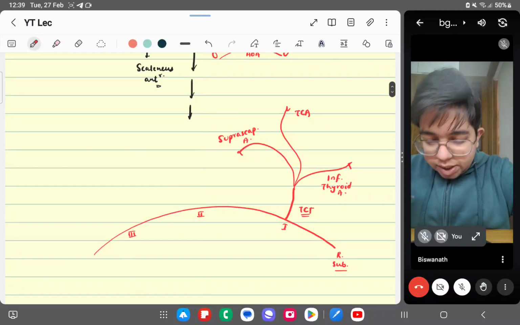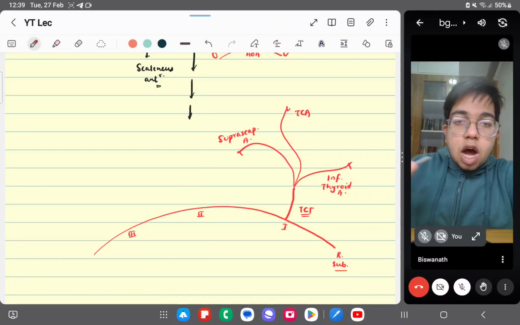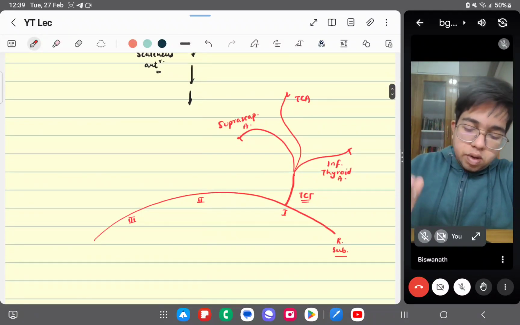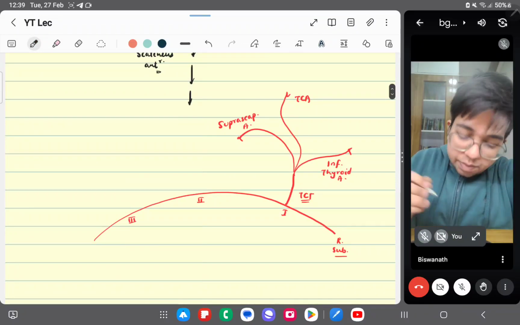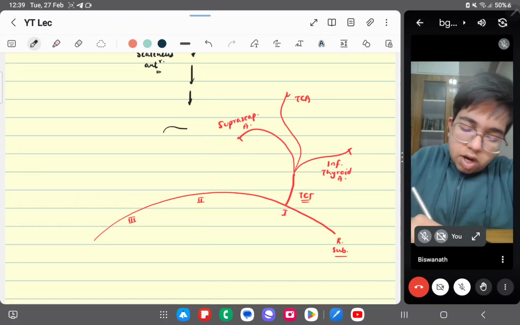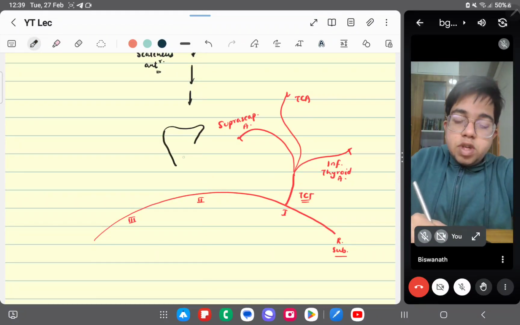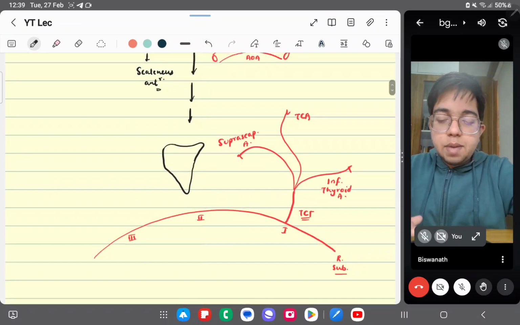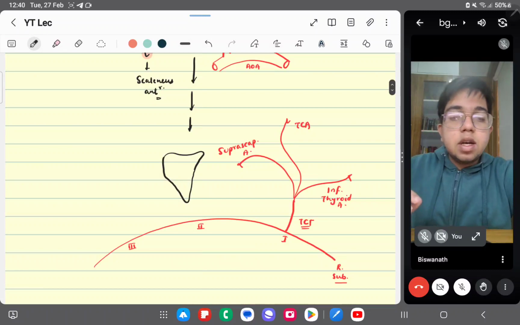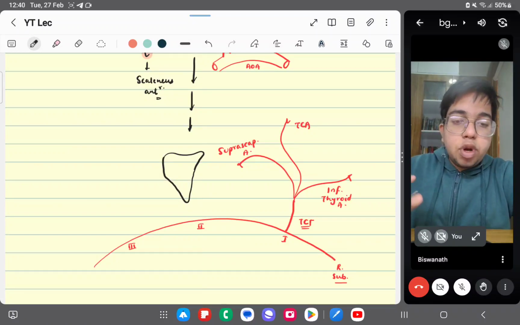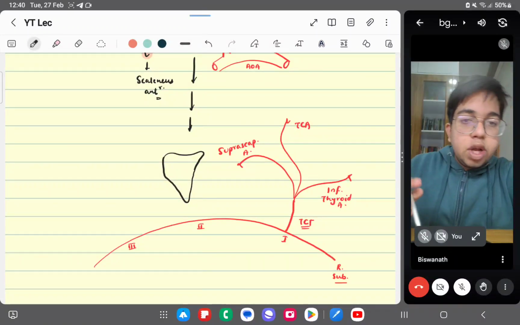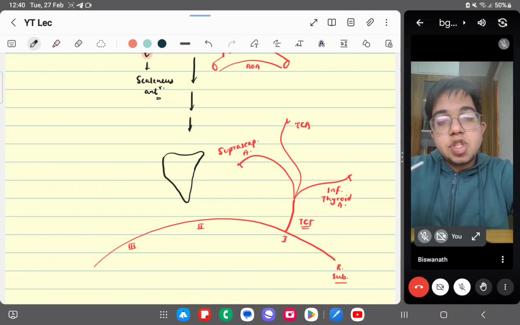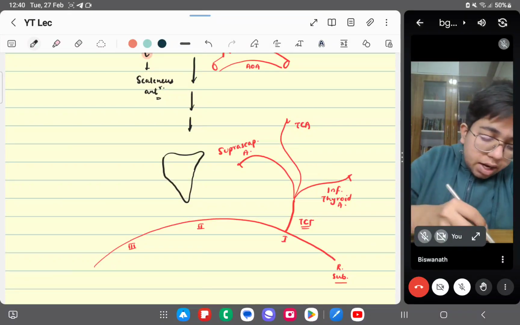If you understood this TCA and suprascapular artery, how it is important, let me tell you. Here, look at this. Let me draw like this. Which bone is this? Do tell me. Of course, you must have guessed from the shape itself. Yeah, scapula. So we have something called a scapular anastomosis.